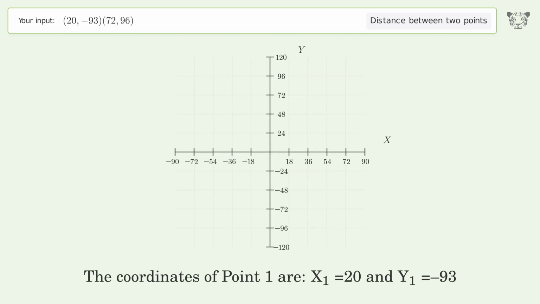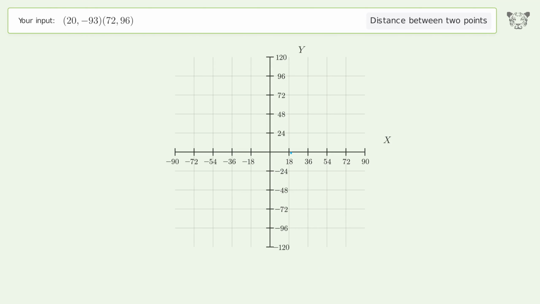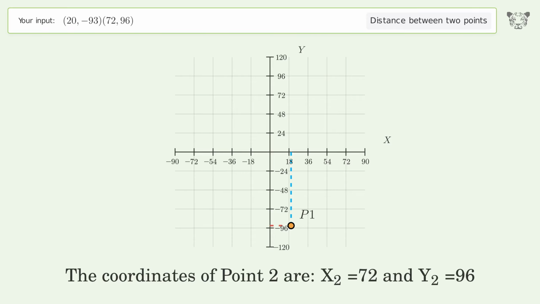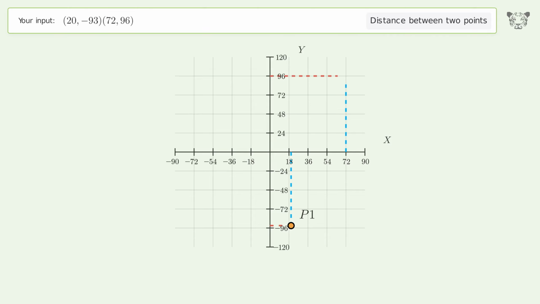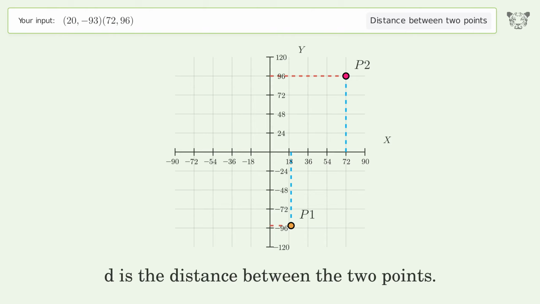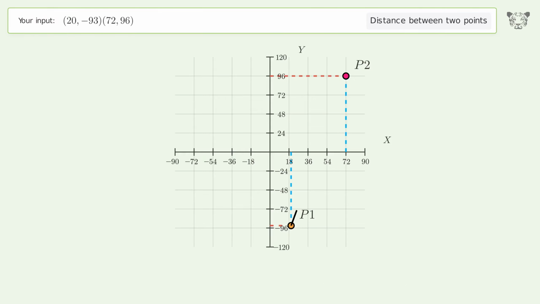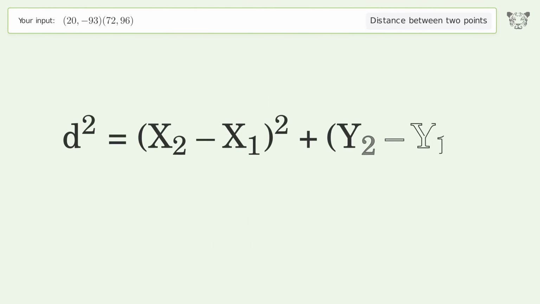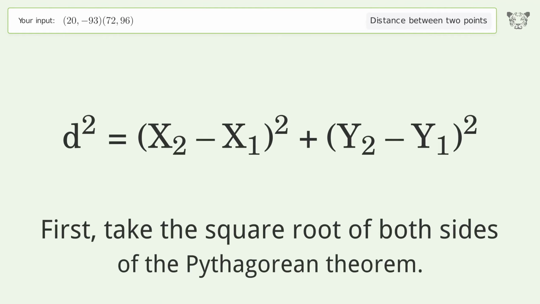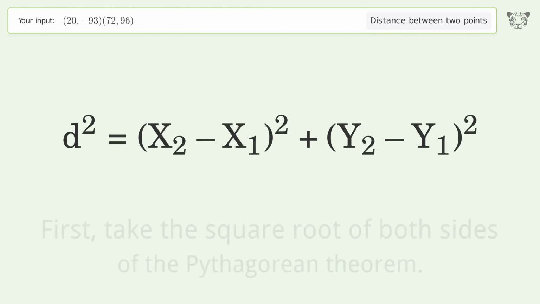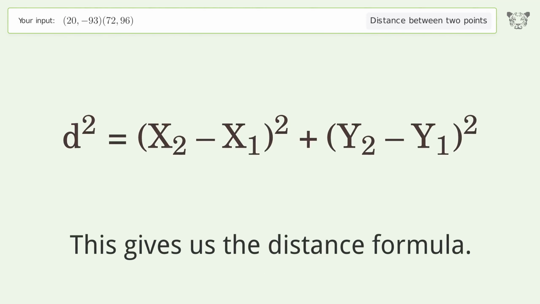The coordinates of point 1 are x1 equals 20 and y1 equals negative 93. The coordinates of point 2 are x2 equals 72 and y2 equals 96. D is the distance between the 2 points. First, take the square root of both sides of the Pythagorean theorem. This gives us the distance formula.